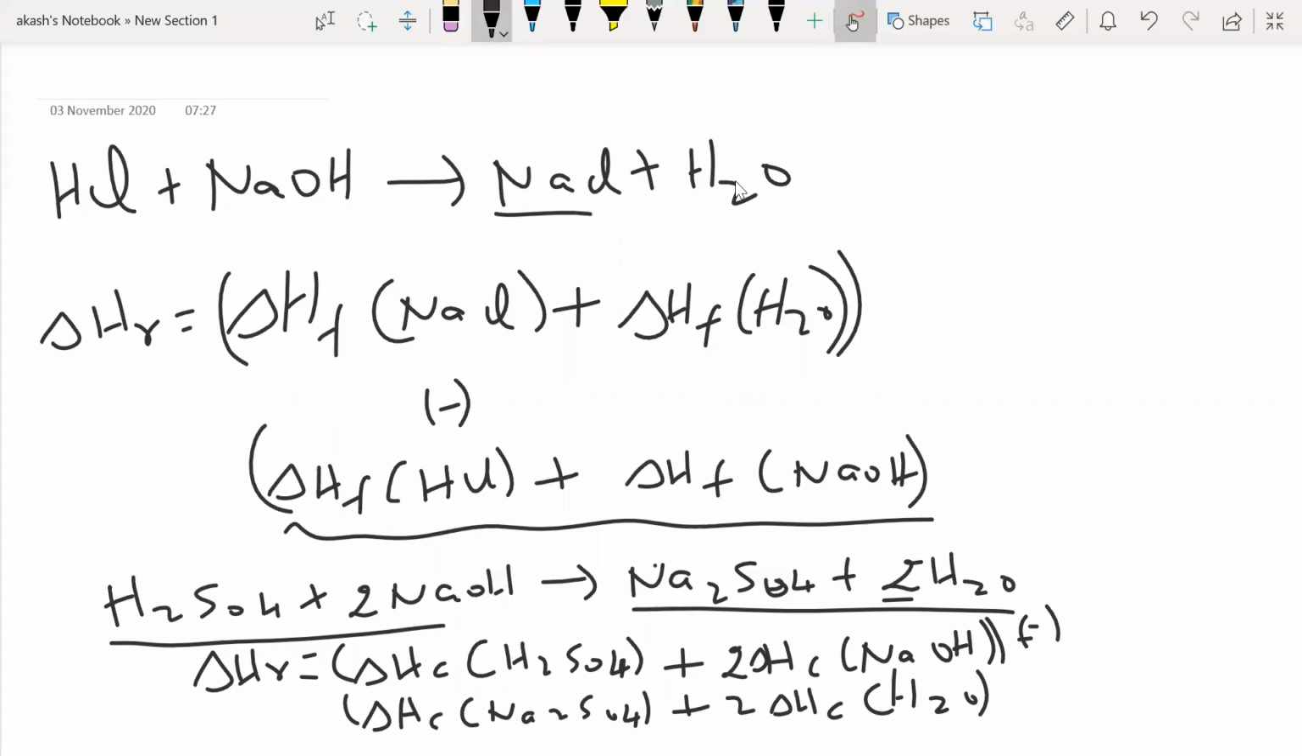Sir, to find delta HR, we have to balance the equation first. Yes, for any reaction, we need a balanced equation. If not, it's absolutely wrong. Not only for this enthalpy, for any of the enthalpies, you need to have a balanced chemical equation. So everybody understood how to write the delta HR?